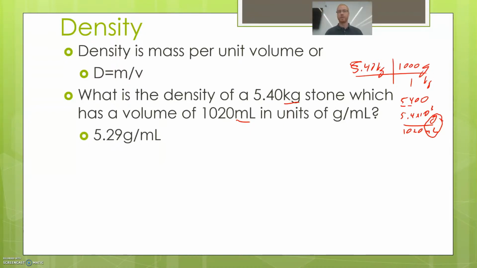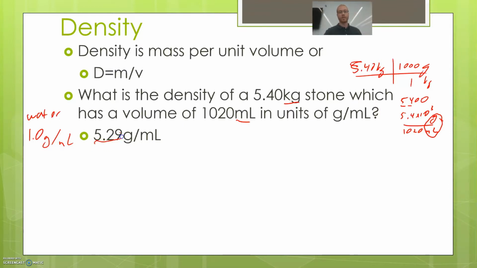milliliter. Okay, now here's the thing about density. Density determines whether or not something can float in another substance. Okay, so the density of water, this is important to know, is 1.0 grams per milliliter. That's convenient, isn't it? Okay, the density of water is 1.0 grams per milliliter.